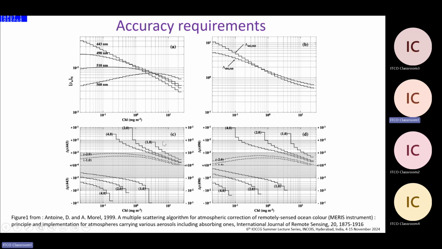Anyway, and this continuous curve as well, is for when the errors in these two bands at 443 and 560 are both of the same sign, both positive or both negative.